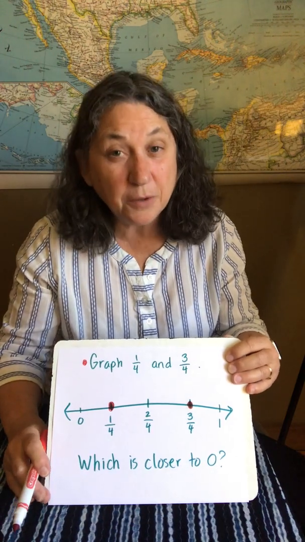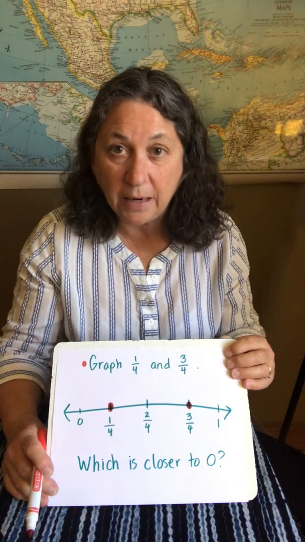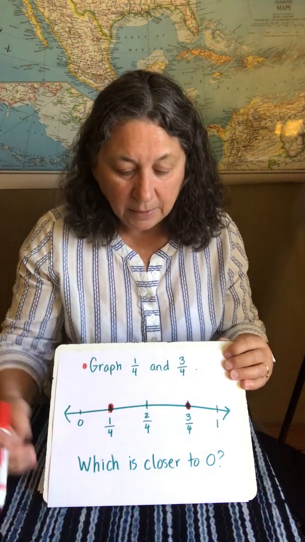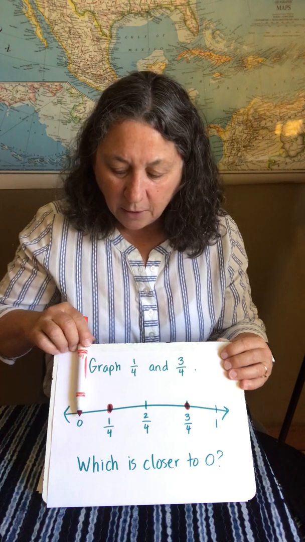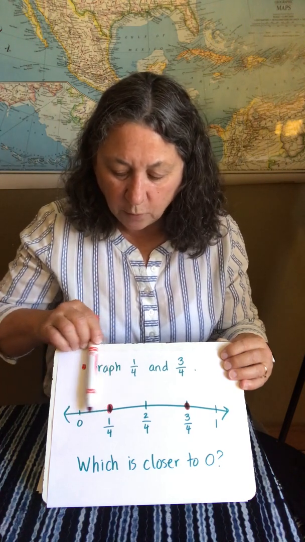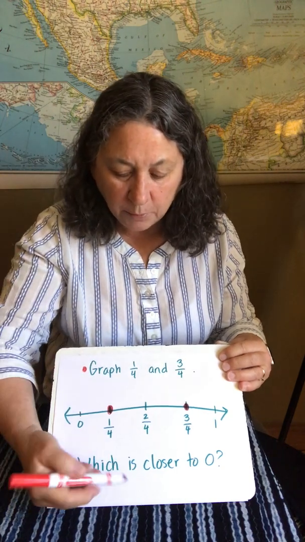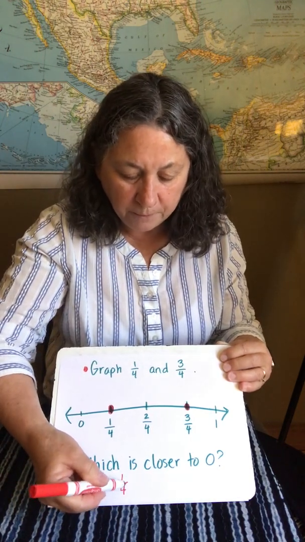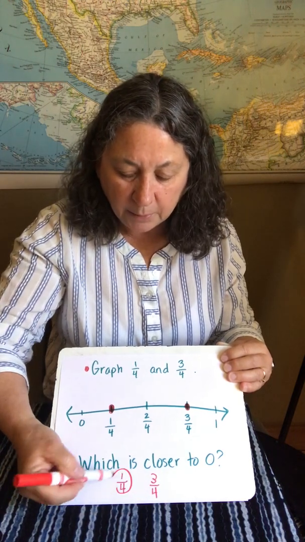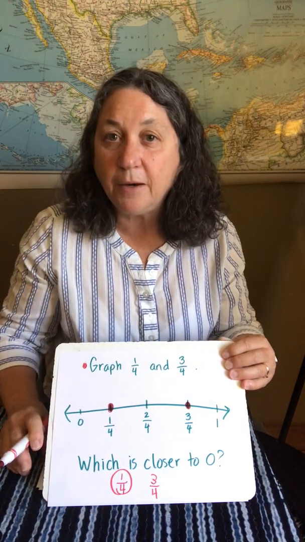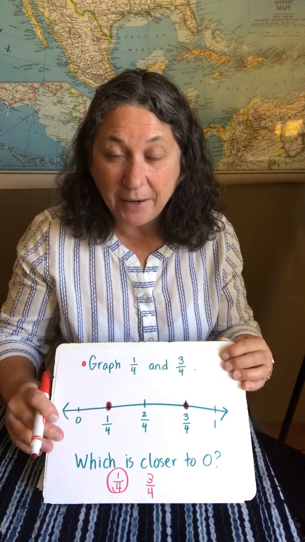Remember, you need to read the directions to find out what they're asking, because that's how you get it wrong if you don't know what they're asking and you answer a different question. So which is closer to 0? It's really clear on this number line that 1/4 is much closer to 0 than 3/4. So I would click on the 1/4. The 1/4 and 3/4 would both be choices, and I would click on the 1/4. And then it would give me a nice thing like, good job, or you got it right, or keep trying.